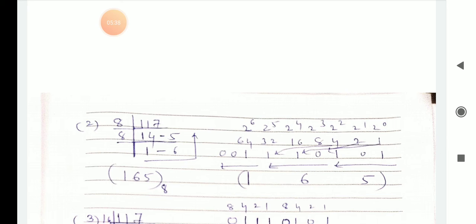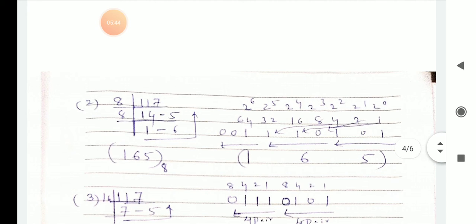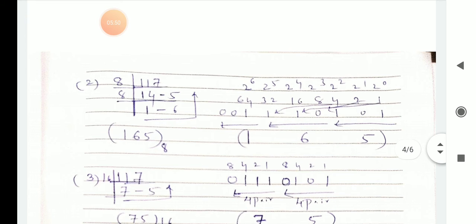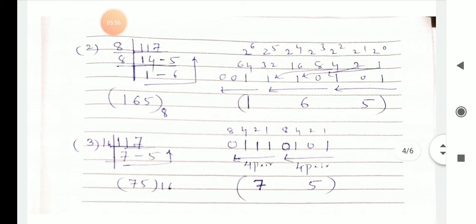8 ones are 8, remaining is that 1, so you get 1 4, remainder is 5. Again 8 ones are 8, remaining 6, so you cannot move further. So bottom to top you have to consider, that is 165, the octal representation of the decimal. So the second method you have to consider like that only.